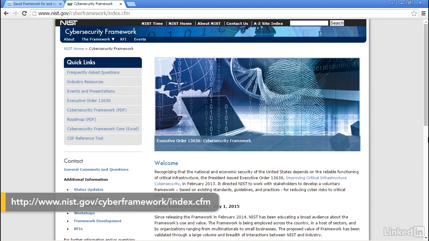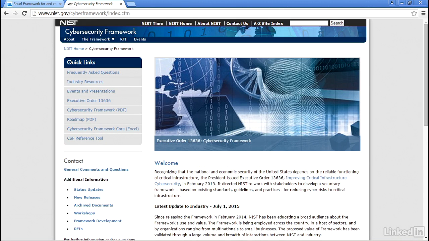In 2014, the US National Institute of Standards and Technology issued the Framework for Improving Critical Infrastructure Cybersecurity. The NIST framework is fast becoming the de facto standard for the private sector. Let's take a look at it.